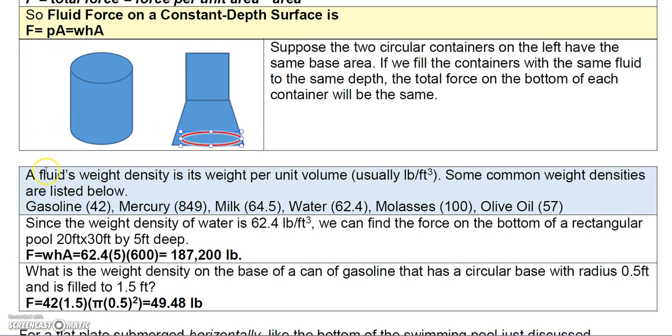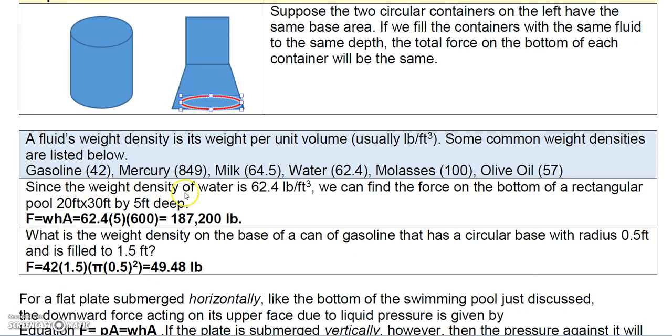Now, a fluid's weight density is actually its weight per unit volume, and that's usually in pounds per cubic feet. So some common weight densities, and we've already talked about water being 62.4, is gasoline is 42, mercury is 849, milk 64.5, molasses 100, olive oil 57. So since the weight density of water is 62.4 pounds per cubic feet, we can find the force on the bottom of a rectangular pool.